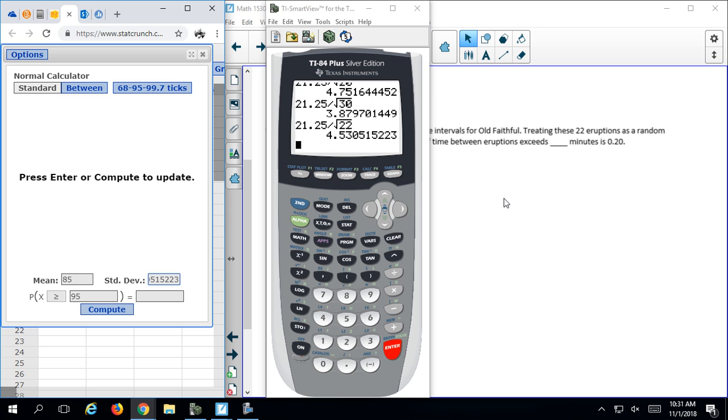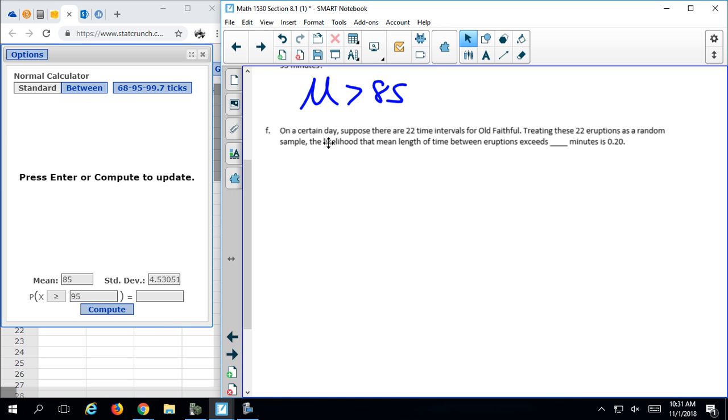And then it's telling me the probability. If you ever see likelihood, it means probability, right? What's the likelihood this thing's going to happen? It's the same thing as saying what's the probability that it will happen. Probability is likelihood, they're the same thing. So the probability that the mean exceeds blank is 0.2.